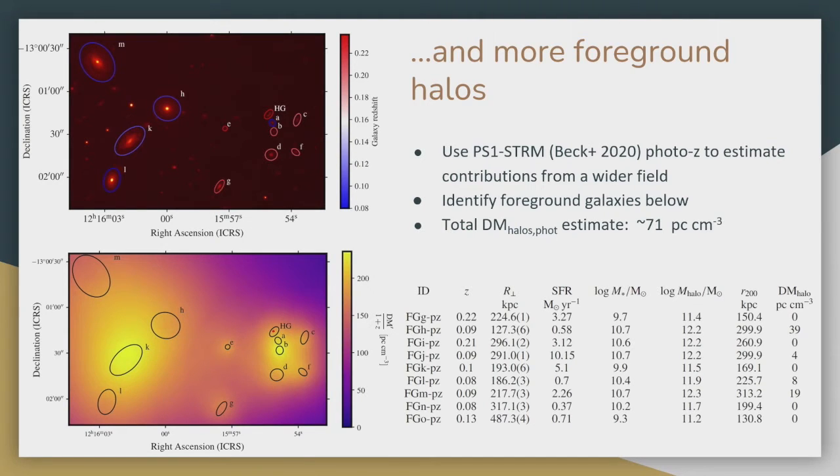So we supplemented the MUSE redshifts with photometric redshifts, which are of course less reliable, from PS1 STRM, but sufficient to get a reasonable idea of what's going on in the foreground. And as if we didn't have enough foreground galaxies, we identified several more within the FORS2 field of view, including those ones that I pointed out before. And following the same method, but using these photometric redshifts, we estimated the DM contribution, and although most of the ones we identified don't contribute, according to the models, 4 of them seem to, and one of them, that would be H here, seems to be the greatest contributor.